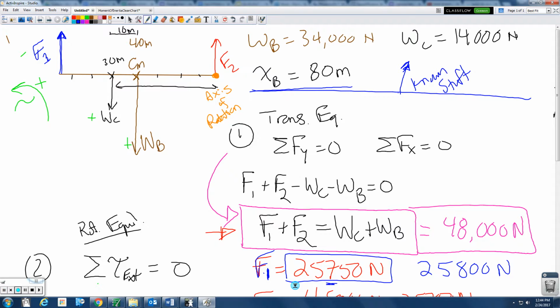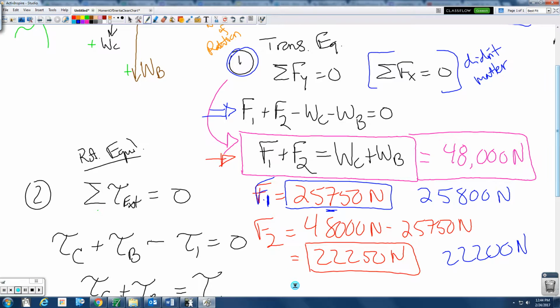dynamic equilibrium. Condition 1, translational equilibrium. Again, sum of the forces in the x direction. This didn't matter because we had no forces in the x direction. So we just looked at our y's. Okay. I called up positive, down negative, so we end up with our first helpful equation. We'll call it fuchsia equation 1. The sum of F1 and F2 must be equal to 48,000.